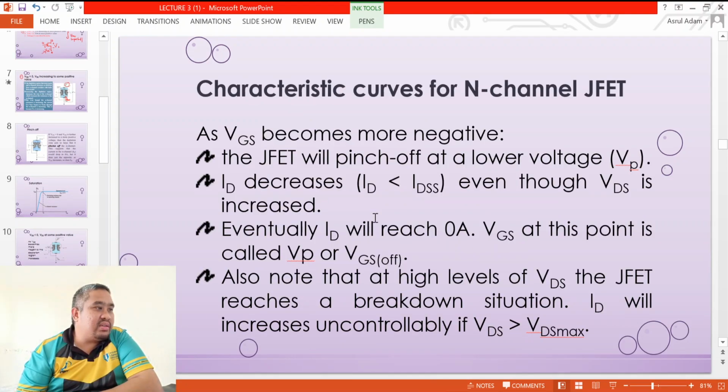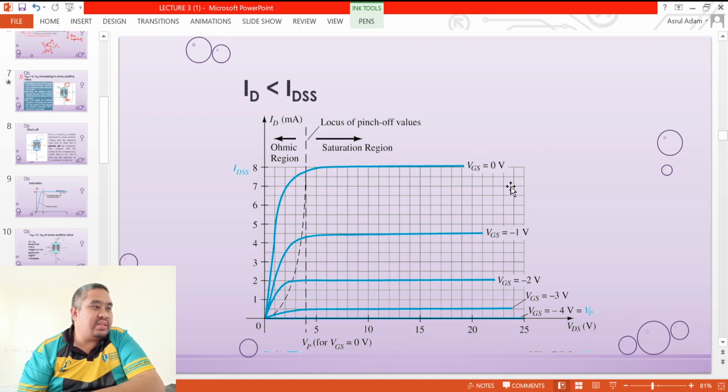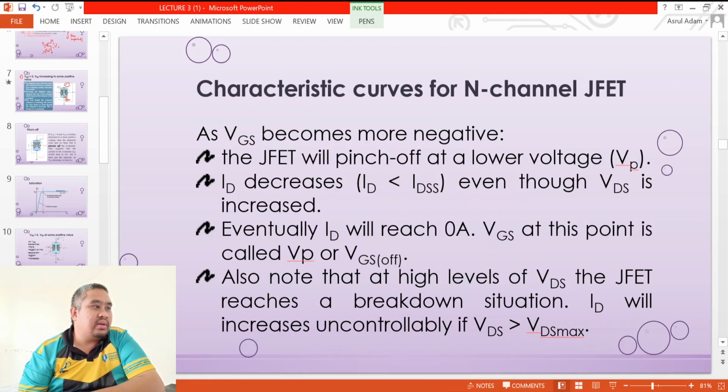And then we have a characteristic curve for the N-channel JFET. You can read this as VGS becomes more negative, like this slide. And then what happens to the JFET? JFET will pinch off at a lower level VP. This is a summary of the curve on the previous slide. ID will decrease lower than IDSS. Eventually ID will reach 0, and VGS at this point is called VP.